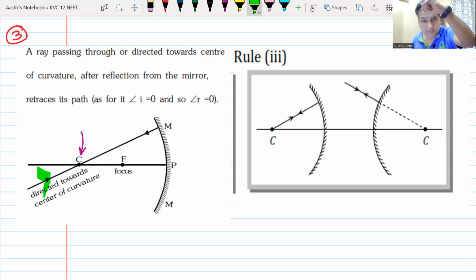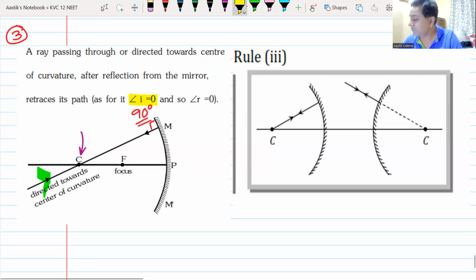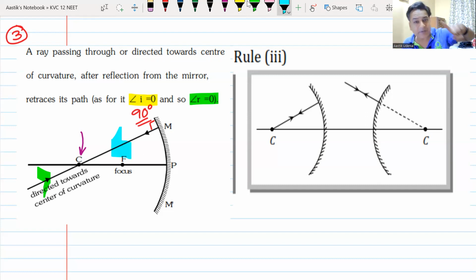When it strikes the mirror, at what angle will it strike the mirror? It will strike the mirror at an angle of 90 degrees. That means the angle of incidence would be 0. Its angle of reflection will also be 0, and therefore it is going to retrace its path. That means whatever path it is going, it will come back in the same path.